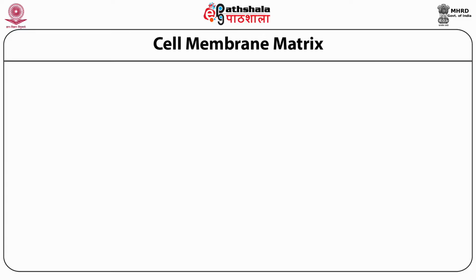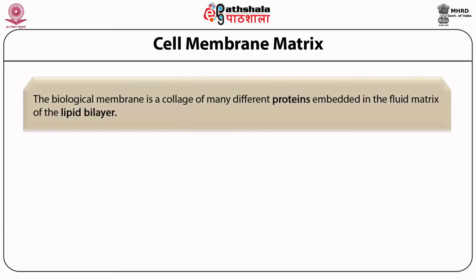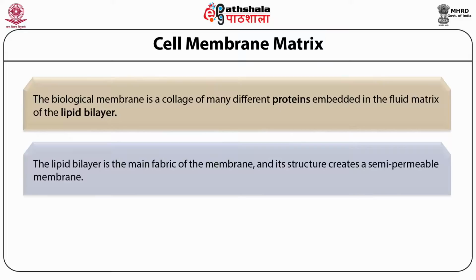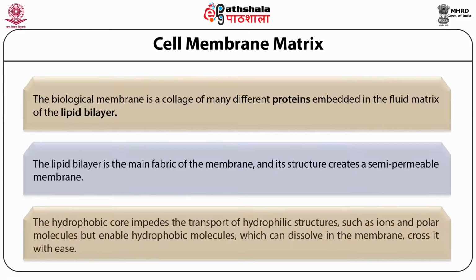Cell membrane matrix. The biological membrane is a collage of many different proteins embedded in the fluid matrix of the lipid bilayer. The lipid bilayer is the main fabric of the membrane and its structure creates a semi-permeable membrane. The hydrophobic core blocks the transport of hydrophilic structures such as ions and polar molecules but enables hydrophobic molecules, which can dissolve in the membrane, to cross with ease.